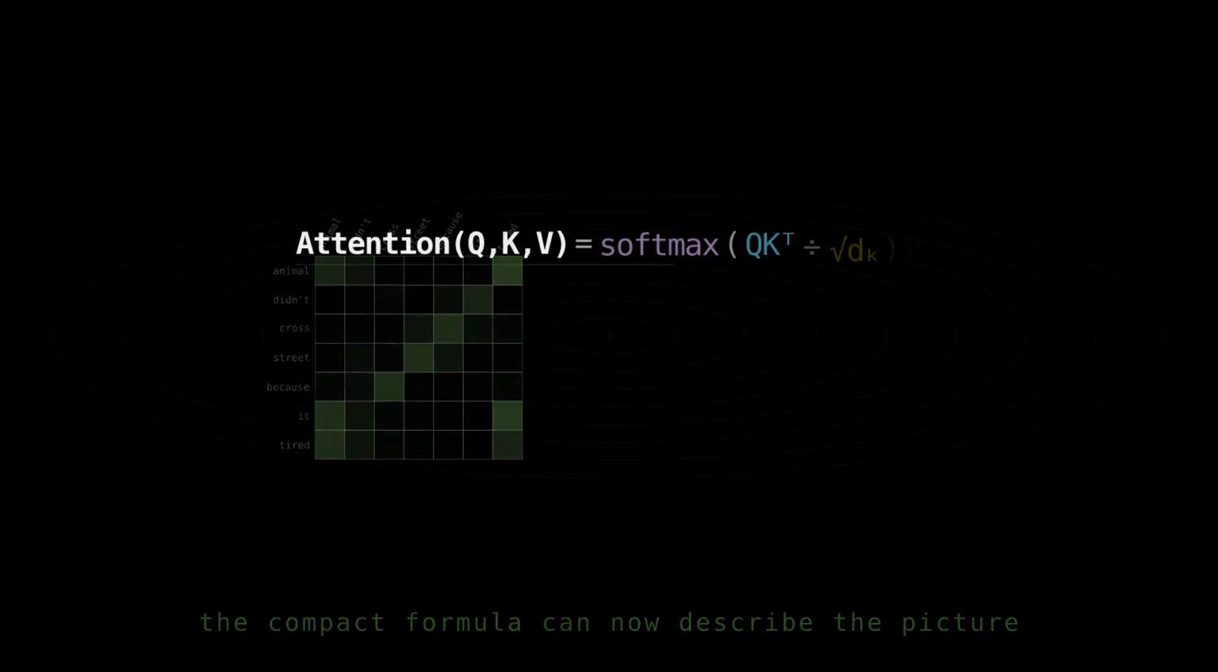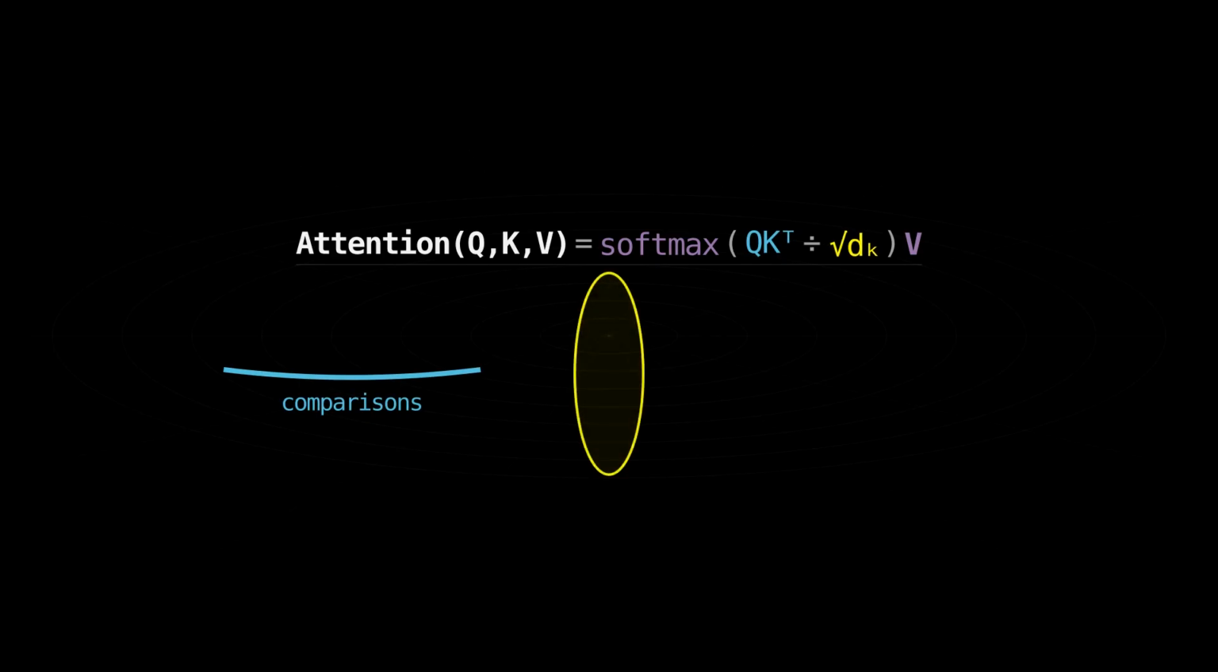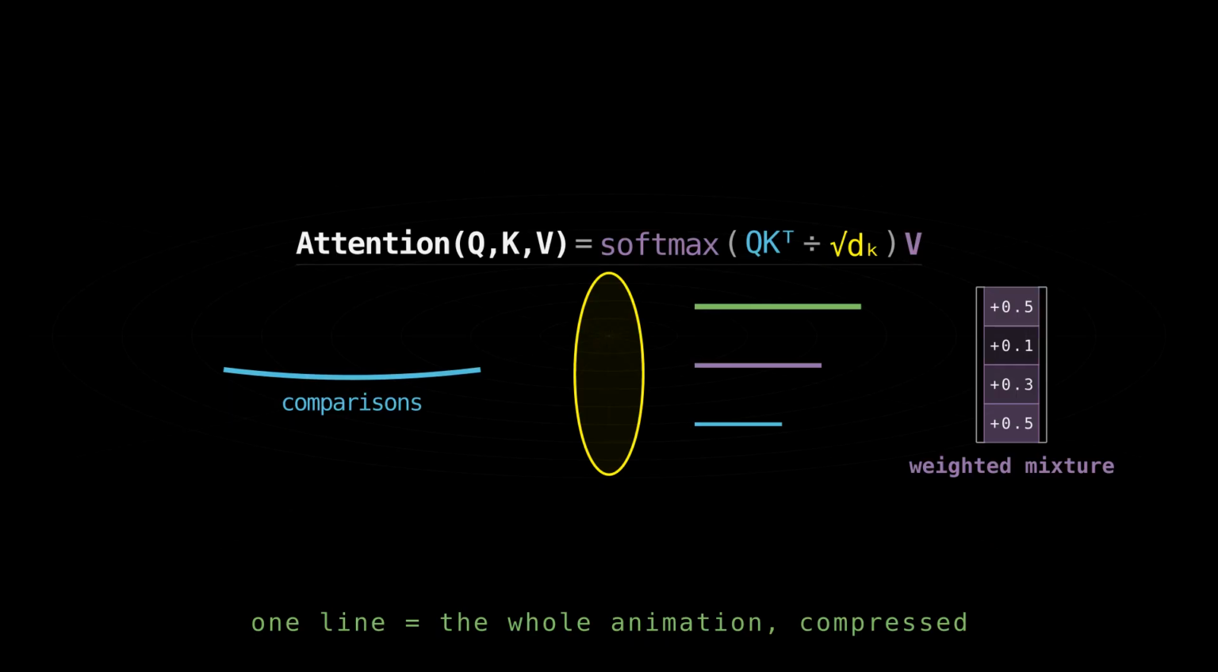Now, the compact formula has nothing left to hide. Attention of Q, K, and V equals softmax of Q times K transpose, divided by the square root of the key dimension, all multiplied by V. Q times K transpose creates the comparison scores. Dividing by the square root keeps their scale under control. Softmax turns every score row into mixing weights. Multiplying by V forms the weighted combinations. The equation looks dense because it compresses the entire animation into one line. It is not a different idea.